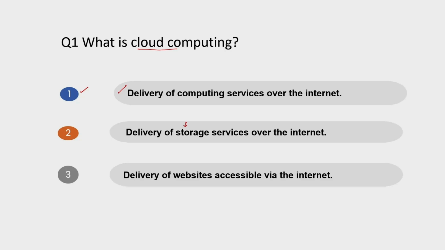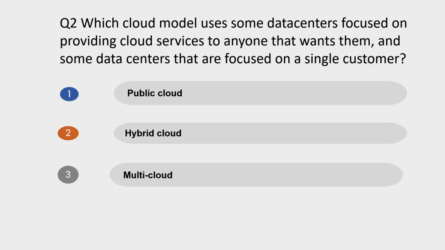Delivery of websites accessible via the internet. So this is not the right answer, and this is also not the right answer. In question number 2, which cloud model uses some data centers focused on providing cloud services to anyone that wants them, and some data centers that are focused on a single customer?